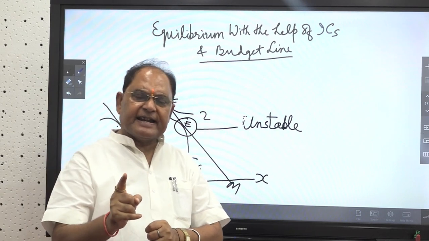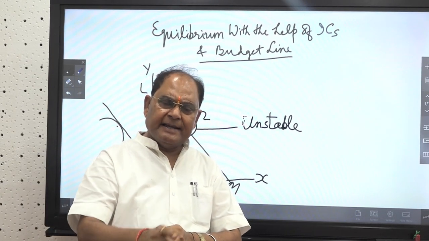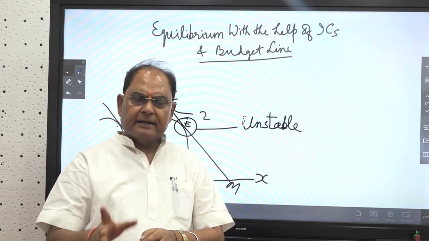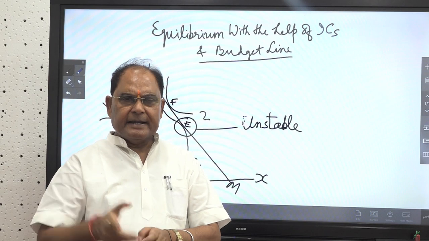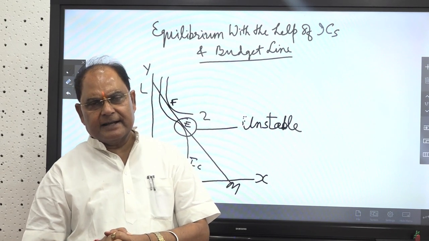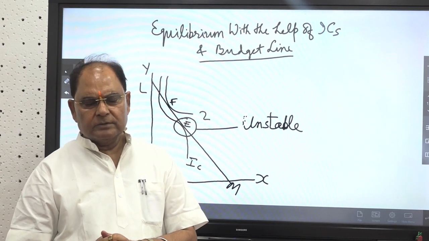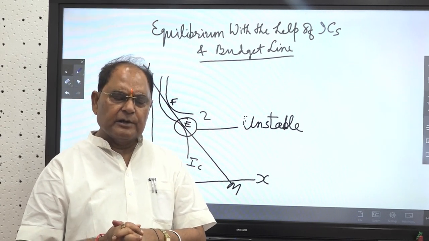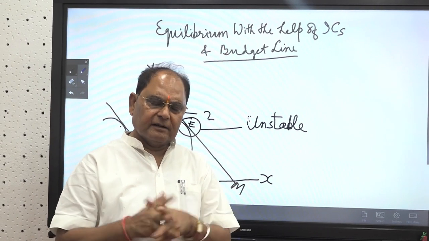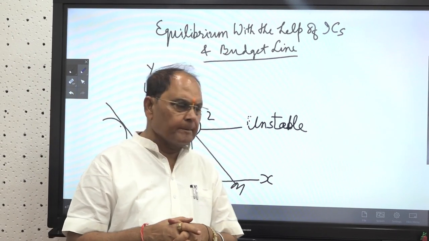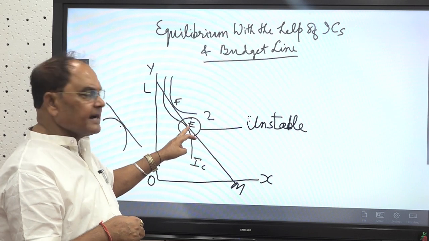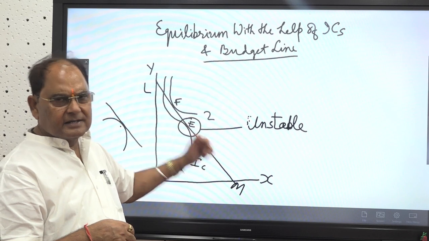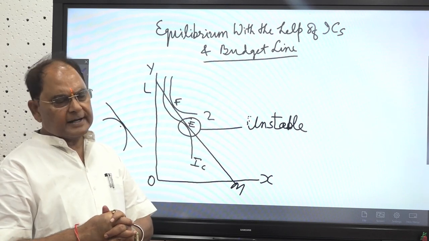This equilibrium is created at a point where the budget line is tangent on the indifference curve, and in order that the equilibrium is stable, the indifference curve has to be convex at that point of equilibrium. Then only it will last for some time, otherwise the equilibrium will keep on shifting. It will not be a stable equilibrium. Like in this case, we have noticed that at E also the equilibrium is created, but this is an unstable equilibrium. So that's all for the day.